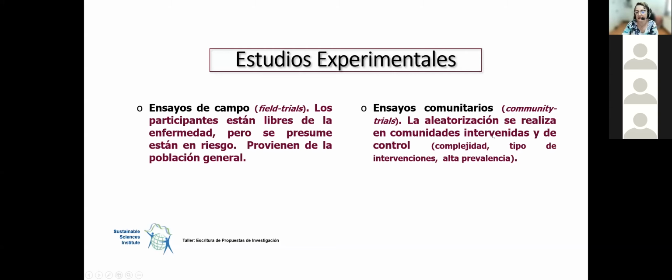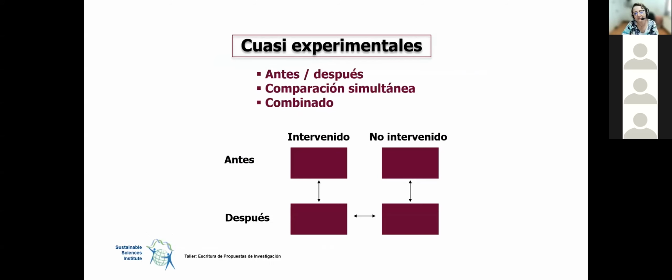We also have community trials in the sense that they are used to measure the impact of an intervention that's applied not on individuals, but on collective groups. So here we have randomizing to groups like schools, streets. Here we can see the efficacy against malaria, for example. So when we have studies that are not on individuals, we're talking about community trials.